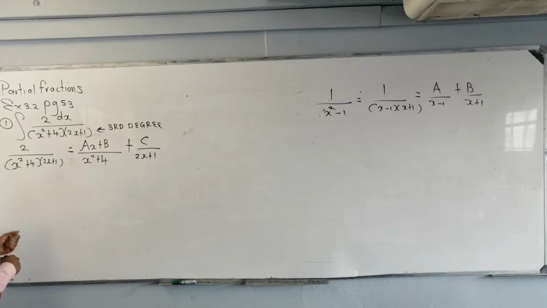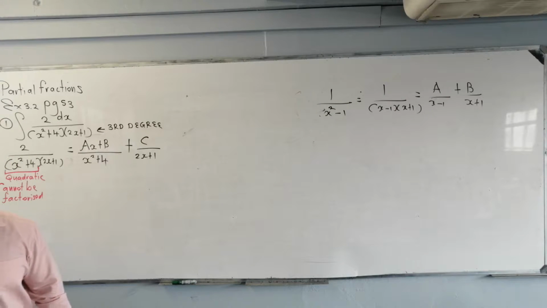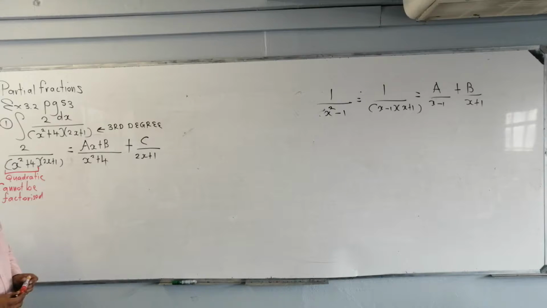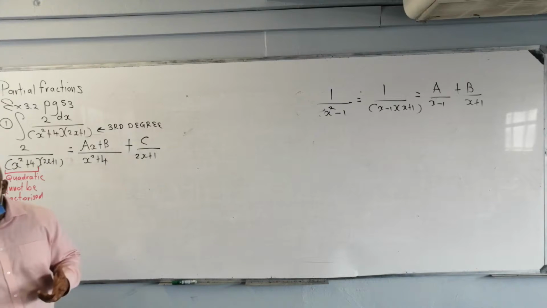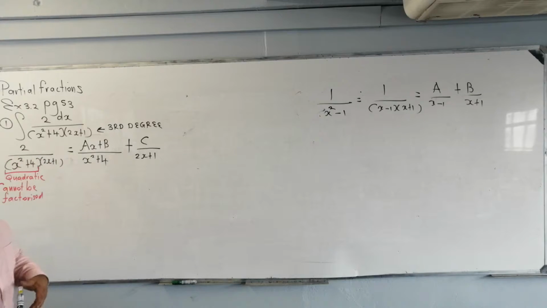So remember, this is the quadratic which cannot be factorized. If your quadratic can be factorized, then you must factorize it. So now, that's the only difference in the beginning compared to the other examples that I've been showing you. The rest is the same.